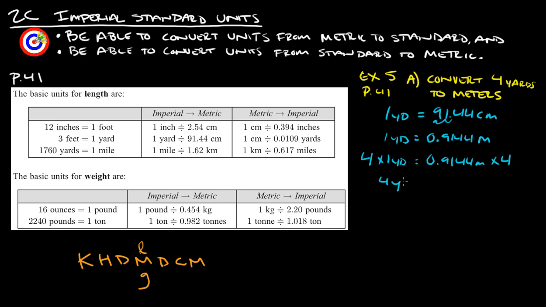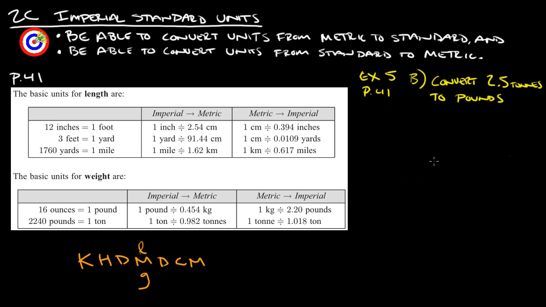That means that 4 yards is going to equal 3.6576 meters. I'm just doing that on my calculator. So there is example 5A. Let's also take a look at example 5 part B.